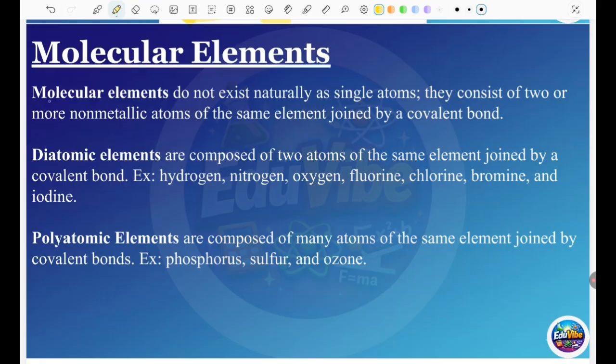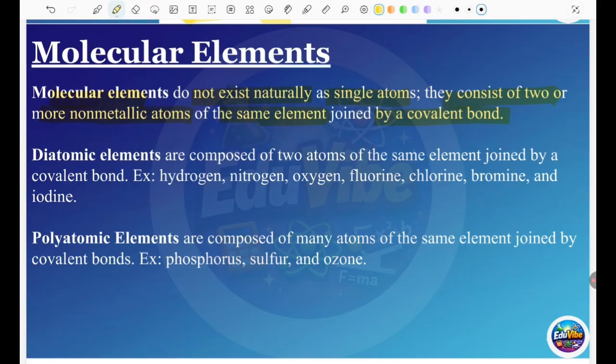Molecular elements do not exist naturally as single atoms. They consist of two or more non-metallic atoms of the same element joined by a covalent bond. If we have a single element like this, it means we have a molecular element, and it has two or more non-metallic atoms.